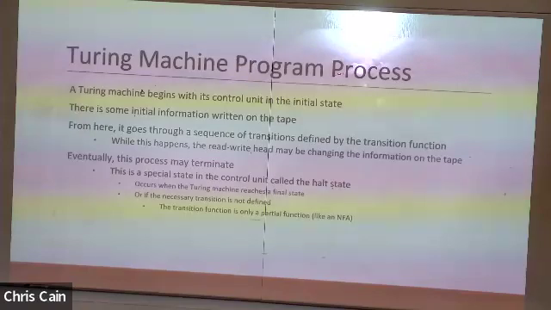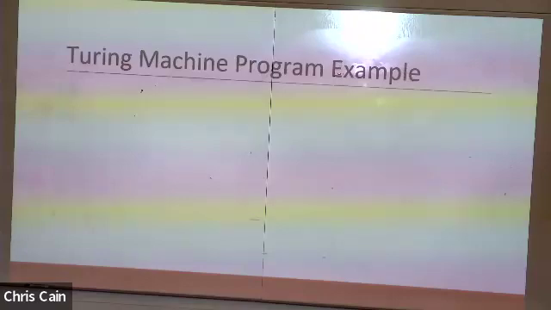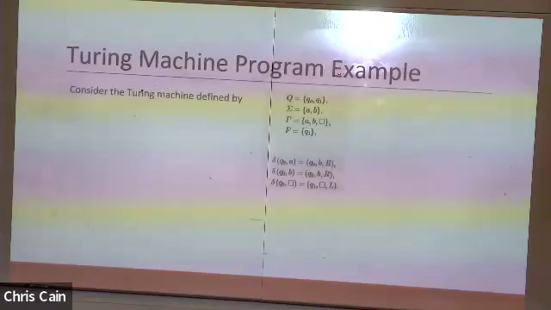With the last couple minutes of class, I'm going to give you a basic example of a Turing machine program. Here's the Turing machine definition, and here are the associated transitions. So this is a basic Turing machine. Take a minute, see if you can understand what this is telling us.